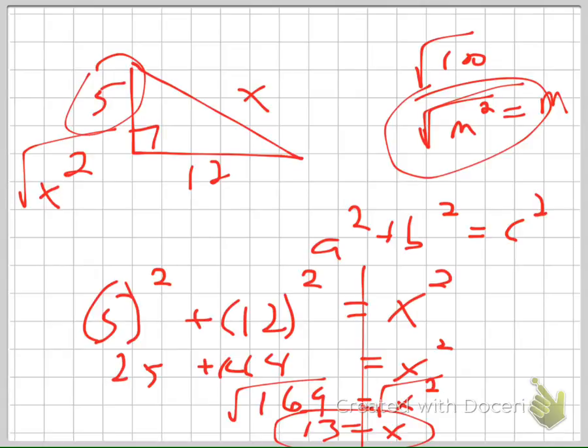13 was the length. X was 13. That was the length of the hypotenuse, remember? So we have one leg is 5, one leg is 12. X was 13. And it should make sense. Here's something else that can help you to estimate.